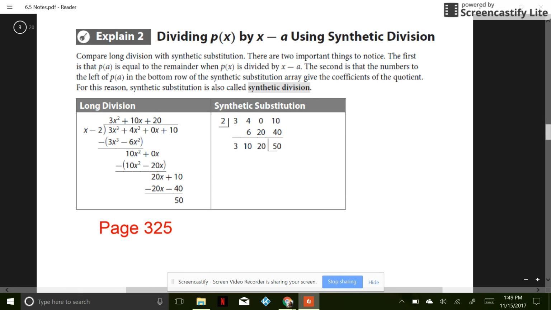So compare long division with synthetic substitution. There are two important things to notice. First is that P of A is equal to the remainder when P of X is divided by X minus A. Second is that the numbers to the left of P of A in the bottom row in the synthetic substitution give the coefficients of the quotient. So for this reason, synthetic substitution is also called synthetic division. So the quotients, or the coefficients here match those values down here, and the remainder matches the remainder over here. So the key thing is whatever the sign on this term is, we do the opposite because we're representing the factor.